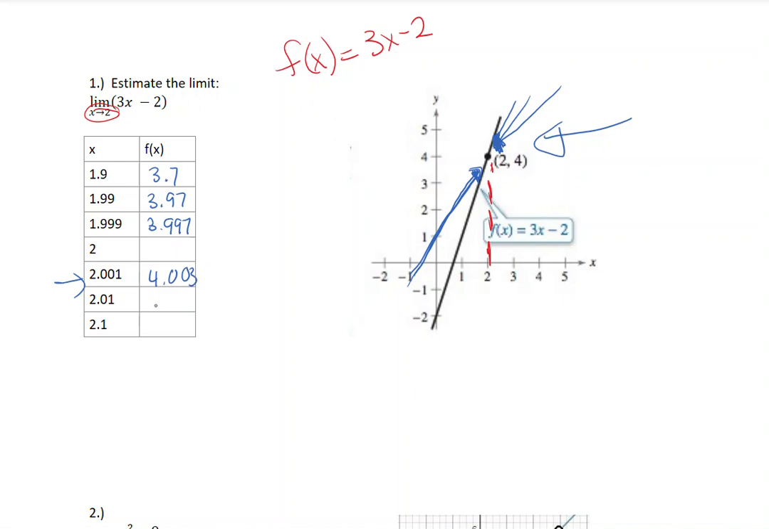And then we're going to get 4.03, and then 4.3. So you can see how these numbers are moving away on this side, while from the other side, as I'm approaching, it's closing in on the number, which will be 4. Now in this case, if I actually plug it in, 3 times 2 minus 2, that does give us 4, which is what the limit does approach.